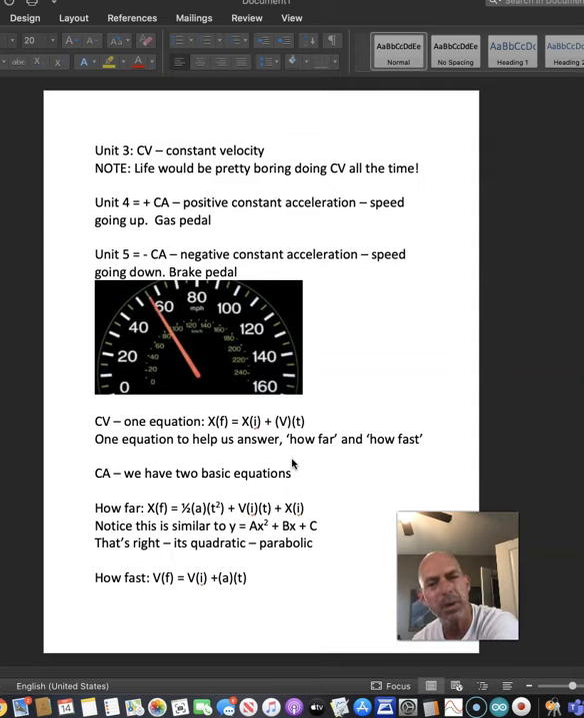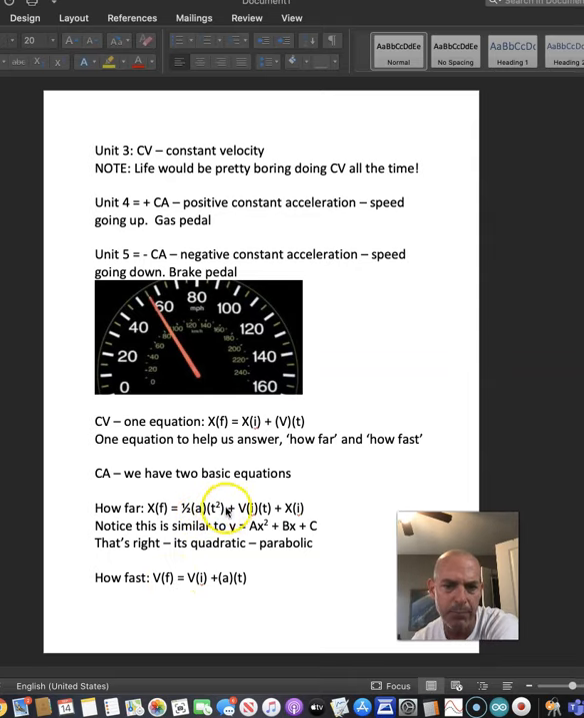But acceleration is a much more challenging sort of concept because my speed is changing. So we're going to end up really having an equation that can help us determine then how far an object moves when it's accelerating. And then we can also then develop an equation of how fast something is moving. Now, look at this how far equation.